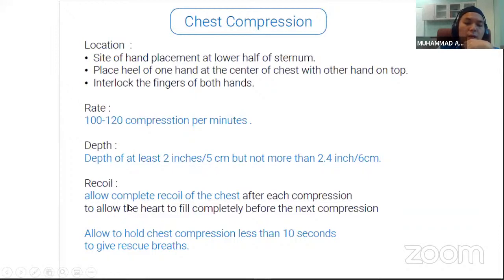And then we allow complete chest recoil after the chest compression. When doing chest compression, don't just press; you must come back up so the chest opens back to its original position, then press again. Also, do not hold chest compressions for more than 10 seconds. It means that because the compression ratio is 30 to 2, when you stop to give breaths, you should allow only 10 seconds.